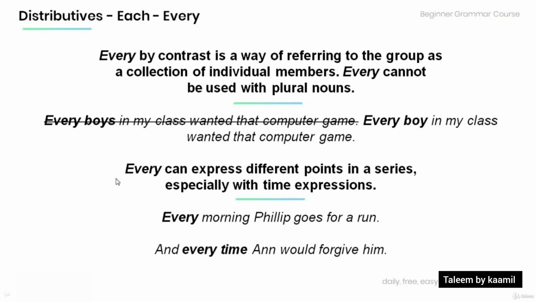Also, remember that every can express different points in a series, especially with time expressions. For example, in the sentence we have, every morning Philip goes for a run. Now in the sentence, the distributive every expresses a time expression, which is morning. And in the sentence, and every time Anne would forgive him, the distributive every expresses the word time, which tells us about what Anne does every time in a series.